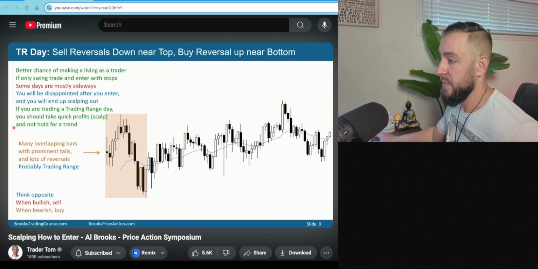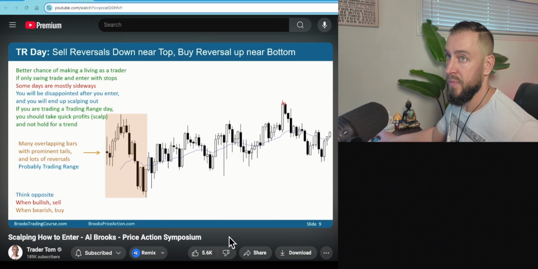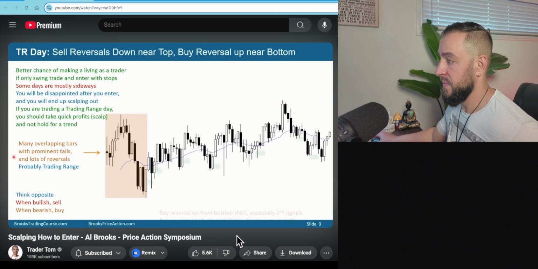Think opposite. When things look bullish, it's time to sell. When things look bearish, it's time to buy. Here, very bearish, didn't go down very much. Traders who bought down here made money. Here, very bullish. Traders who bought lost money. Traders who sold made money. Very bullish breakout. You make more money selling that close than buying it. You've got to be thinking opposite. And those are all the entries.